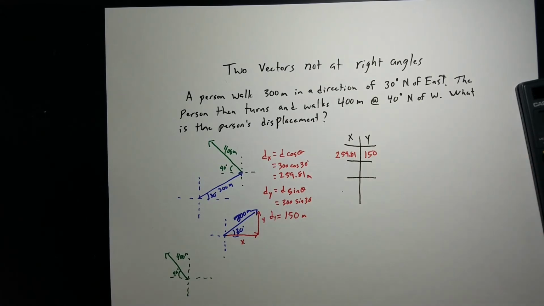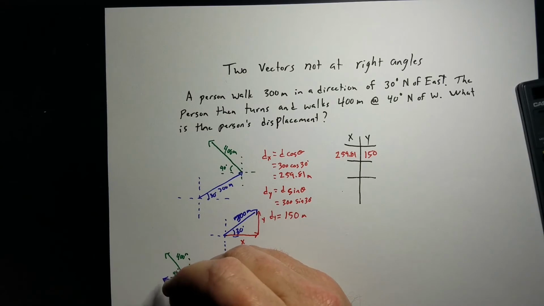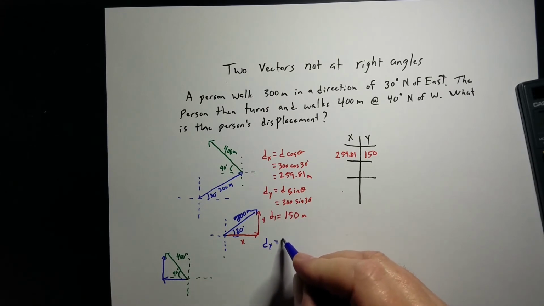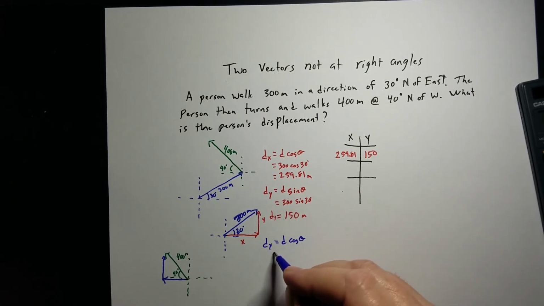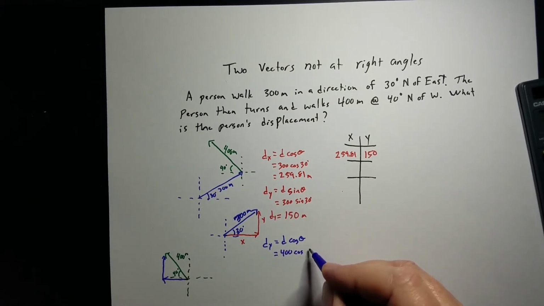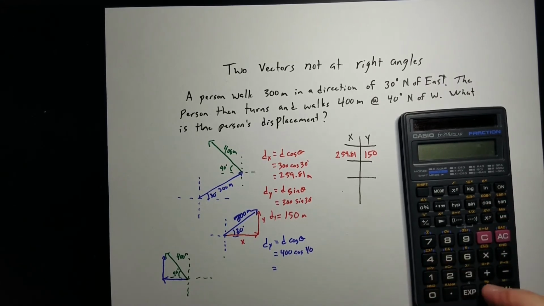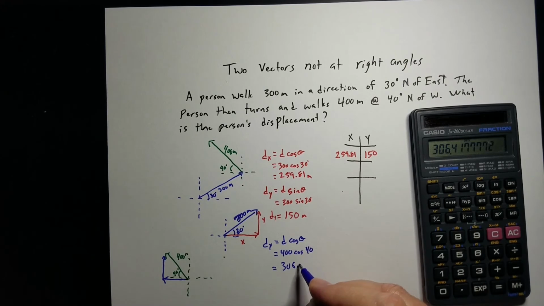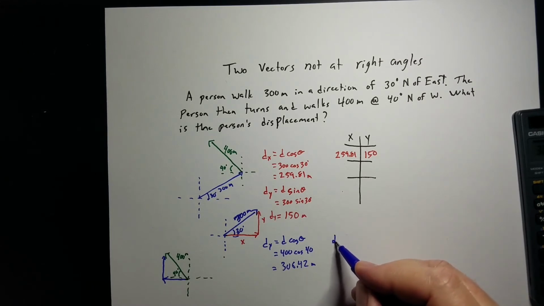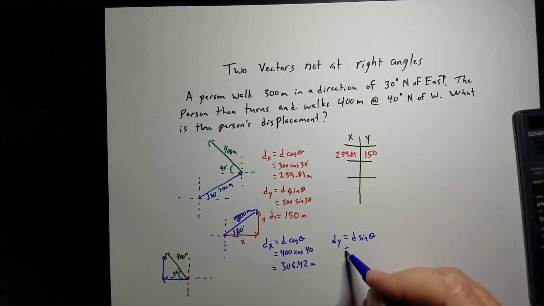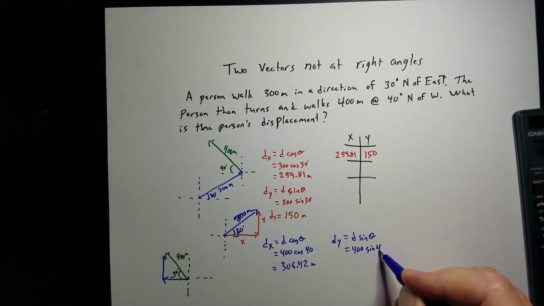Let's do that with this one. We've got so much in the x and so much in the y. So dx for that one would be d cosine of theta. So that's 400 cosine of 40. So 40 cosine times 400 gives me 306.42 meters. And for the y, we're going to use sine. So 400 sine of 40 degrees.